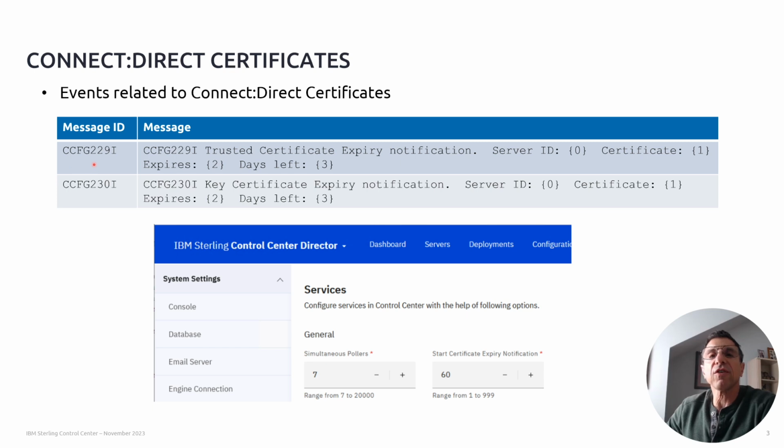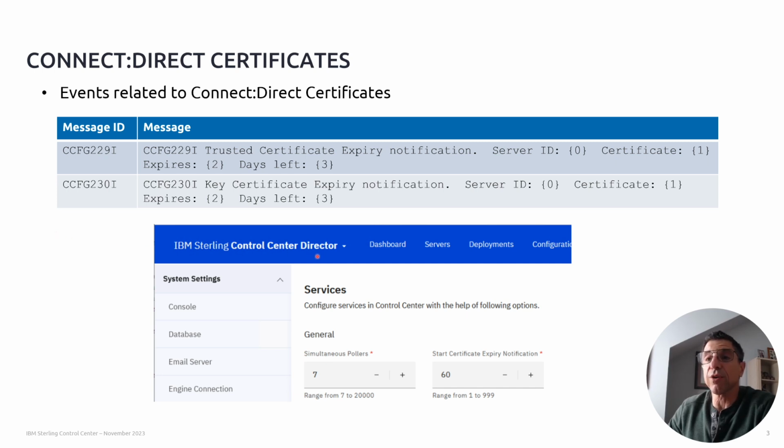But this event, the CCFG229I, that's for when a trusted certificate on one of your ConnectDirect servers is about to expire, and the other one is when a key certificate is found about to expire. And when are these events generated? You can actually set the value for when those events are to be generated.